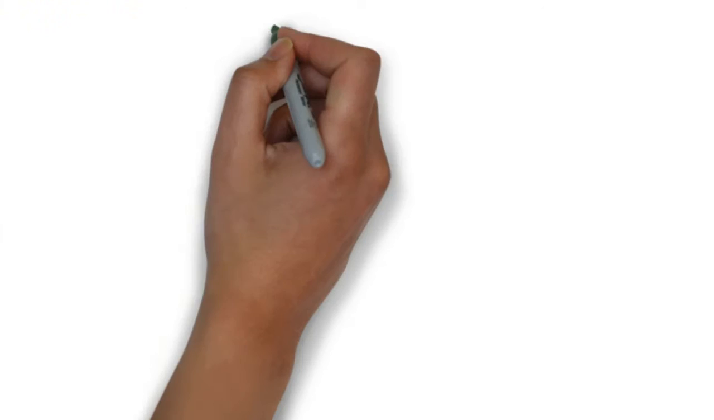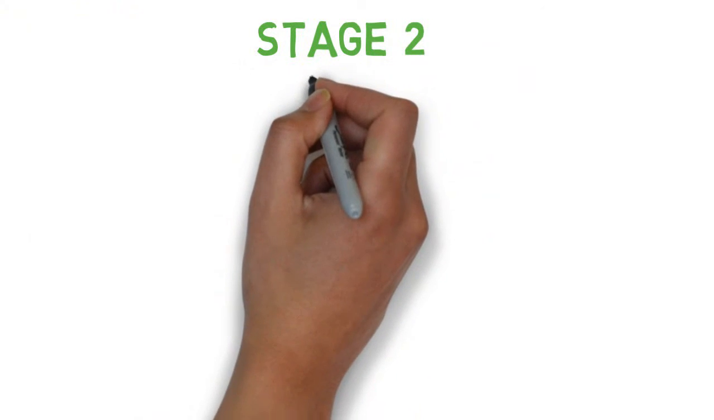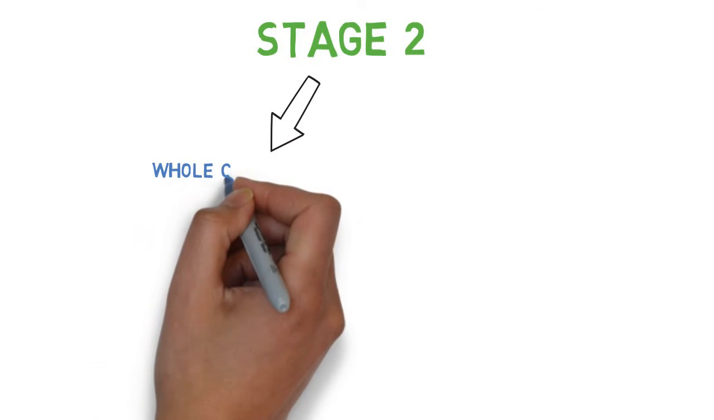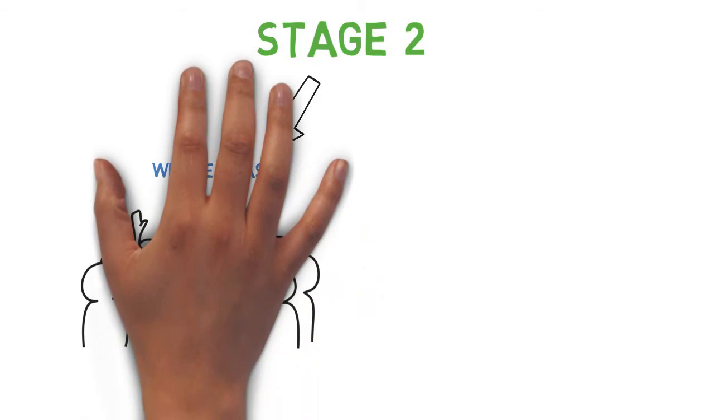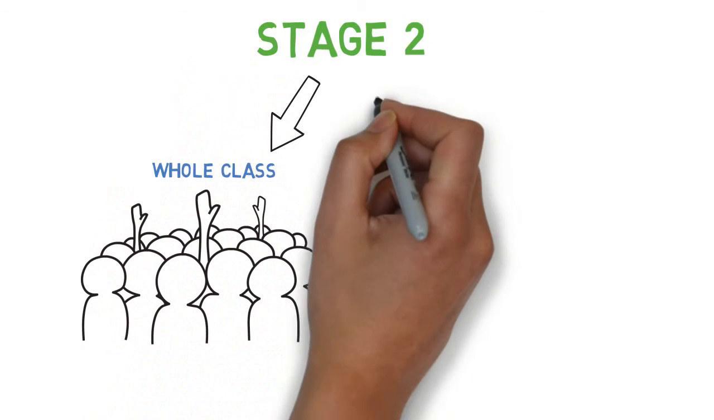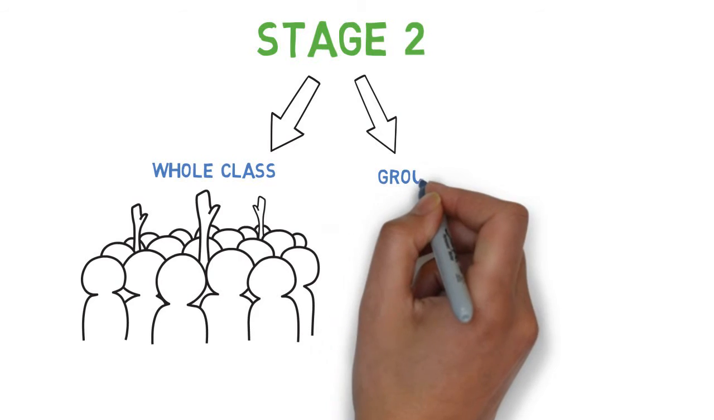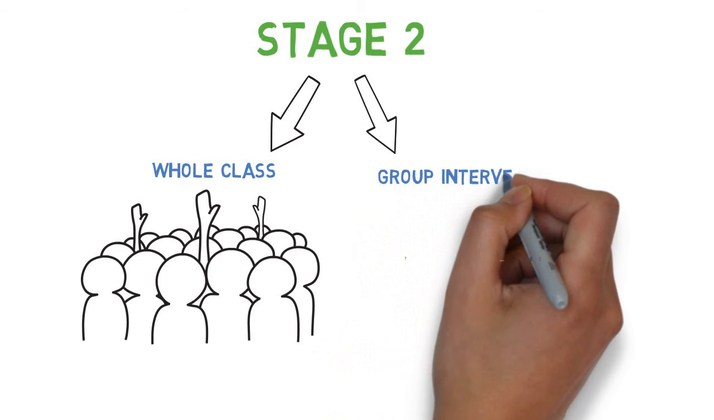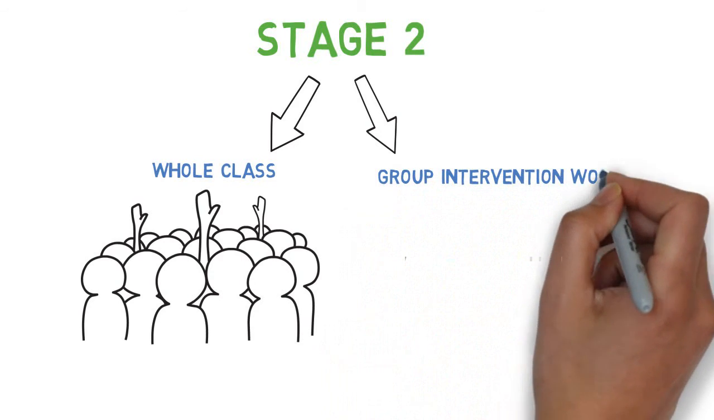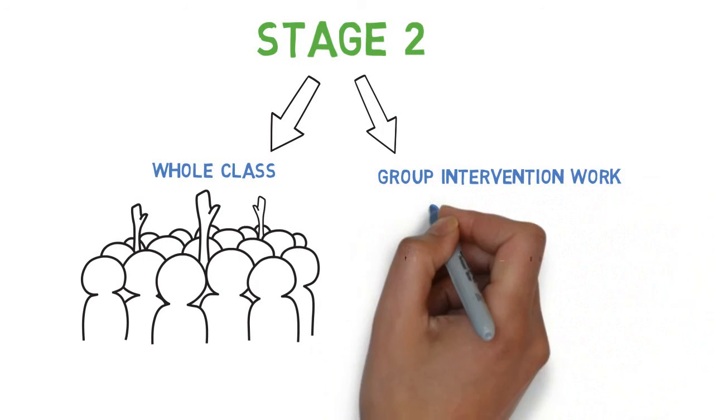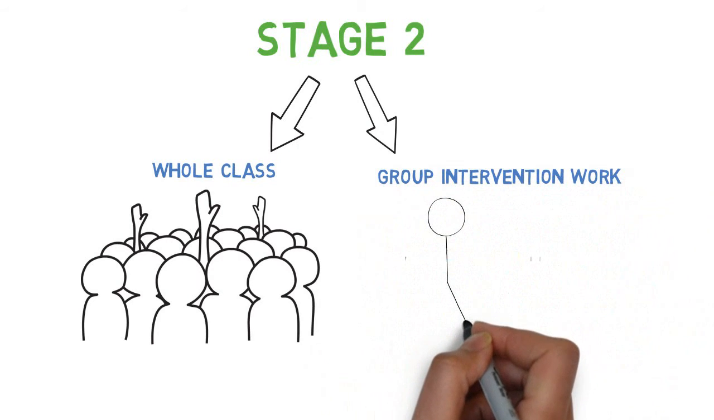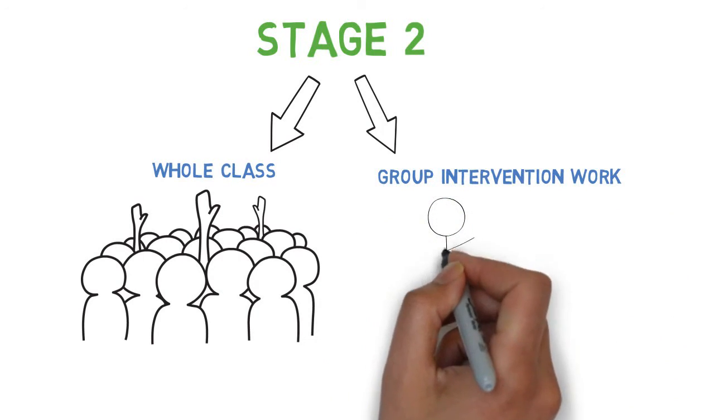Stage 2 involves a twin-track approach. The teacher continues or develops their whole class strategies just as they did before. Also, the student receives planned, systematic adult support to help to address their needs. Here, the adult support is most likely to take the form of group work, an intervention delivered on a regular basis, maybe 10 to 15 minutes a day.